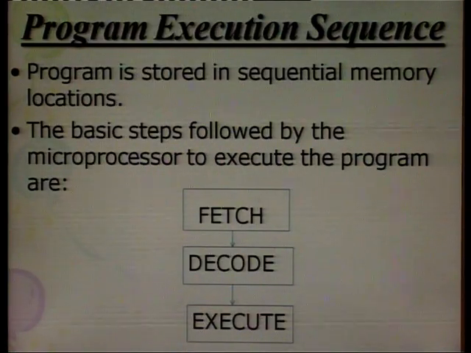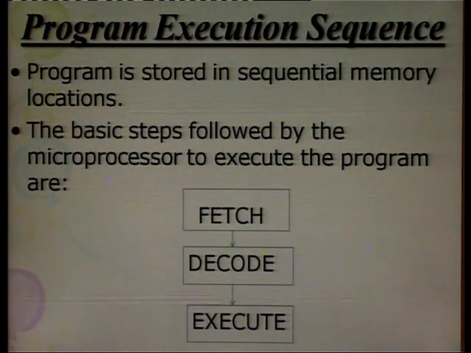execute. First of all, we will discuss the first step, that is the fetching operation. Fetching means to get the operation codes or instruction codes from the memory to the microprocessor. That is, the various steps taken by the microprocessor to fetch the operation codes or data stored in the memory to the microprocessor. Now, this is how it is done.